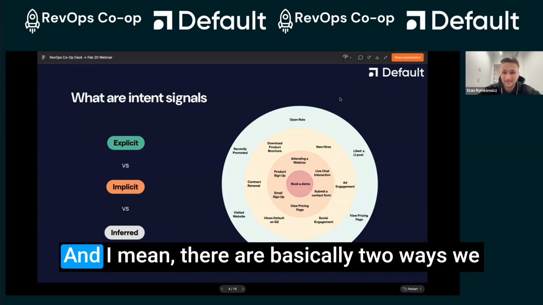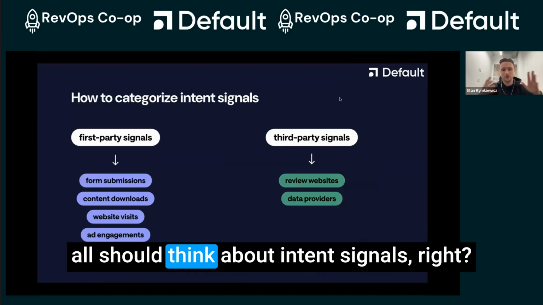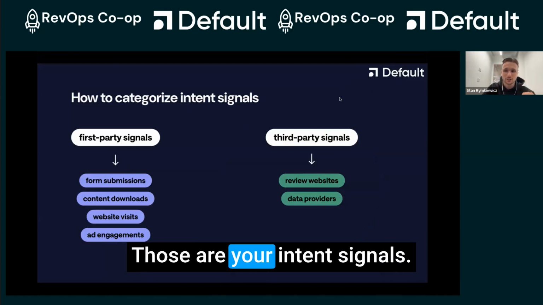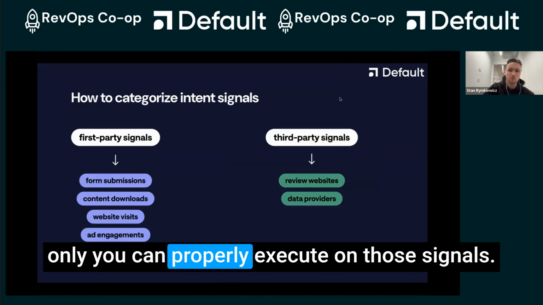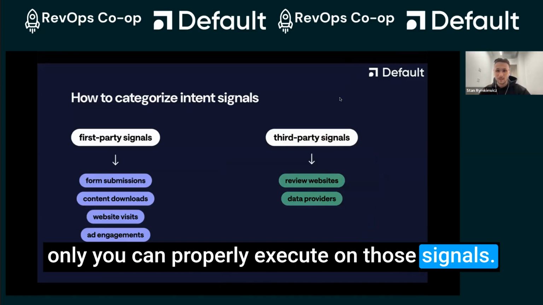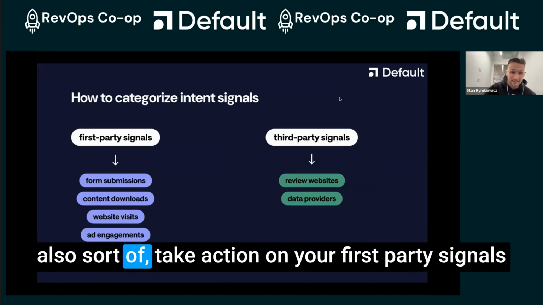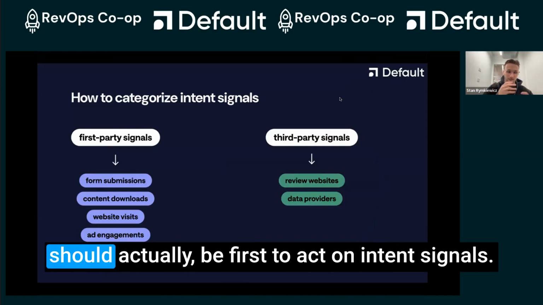Exactly. And there are basically two ways we all should think about intent signals. The first one is first party. Those are the signals that only you own, and only you can properly execute on. I'm going to tell a little more on how others can also take action on your first-party signals, how you should avoid that, and how you should actually be first to act on intent signals.